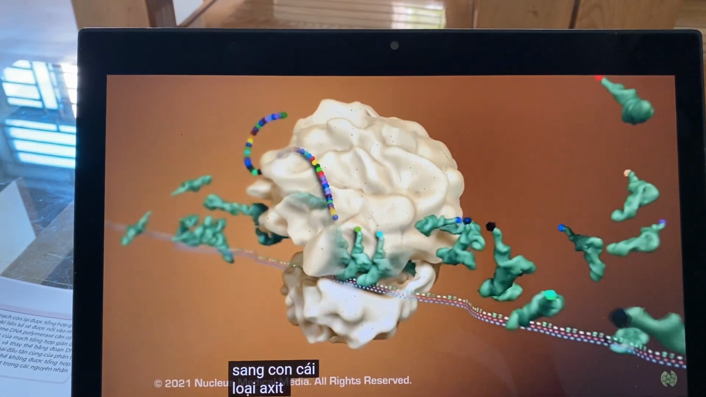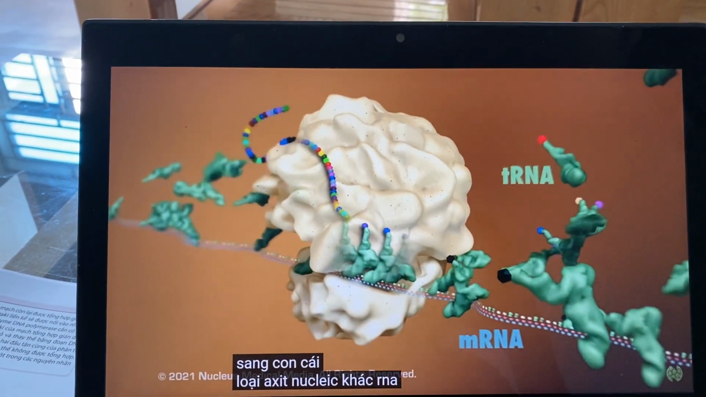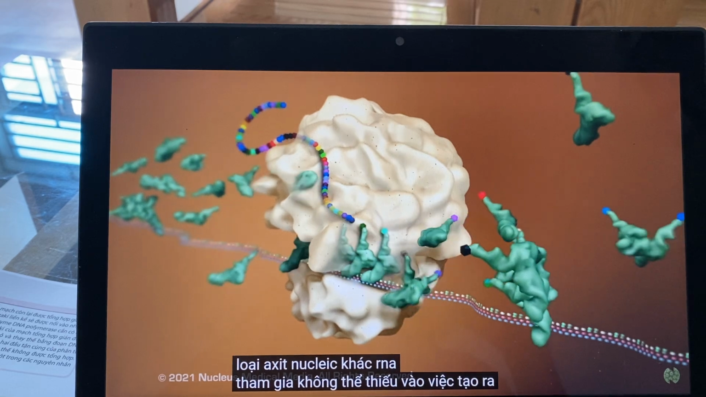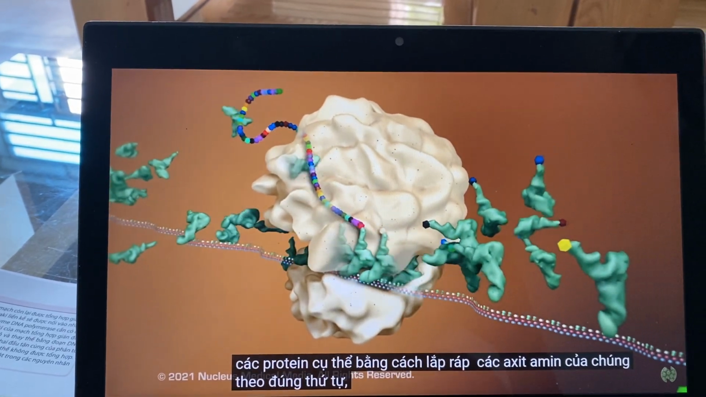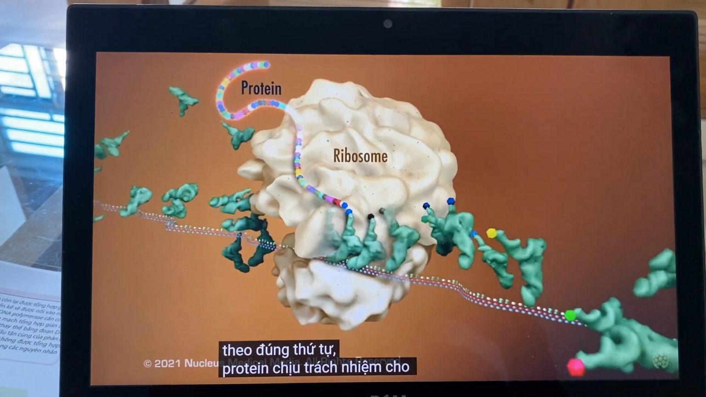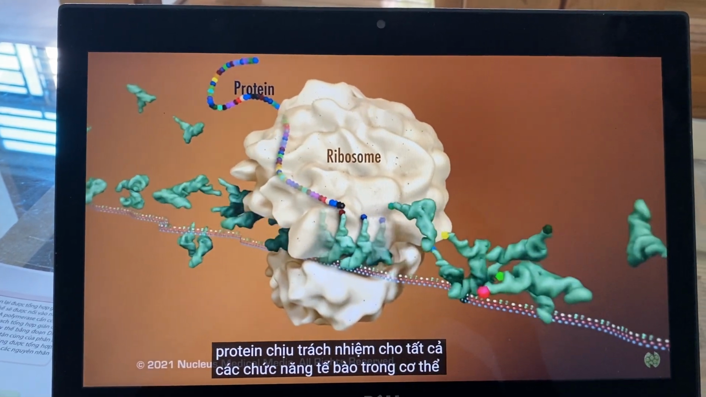The other type of nucleic acid, RNA, is integrally involved in building specific proteins by assembling their amino acids in the correct order. Proteins are responsible for all cellular functions in living organisms.